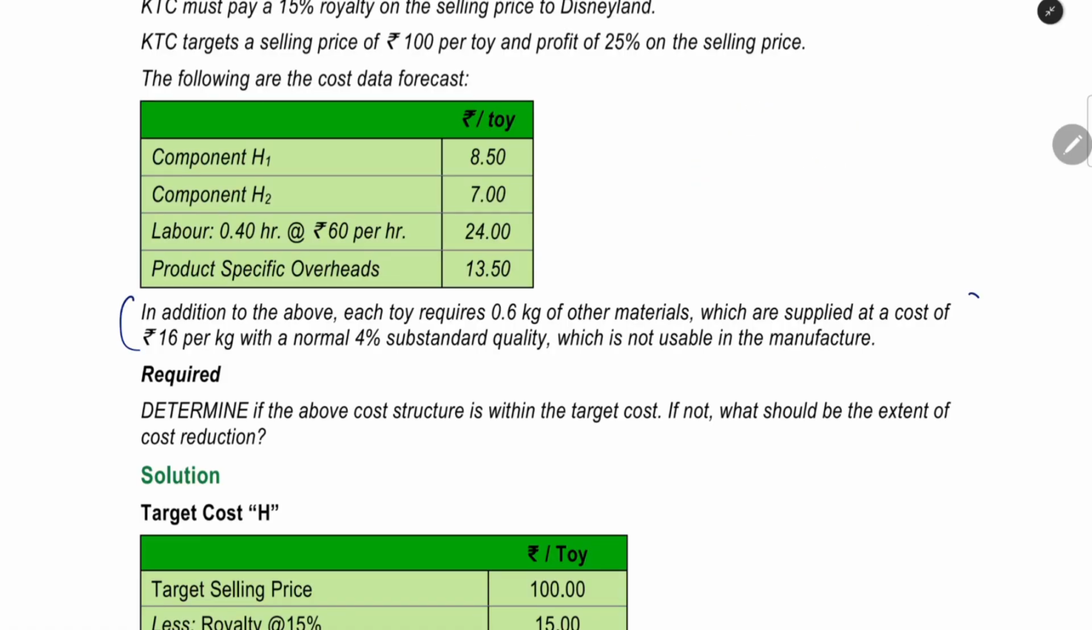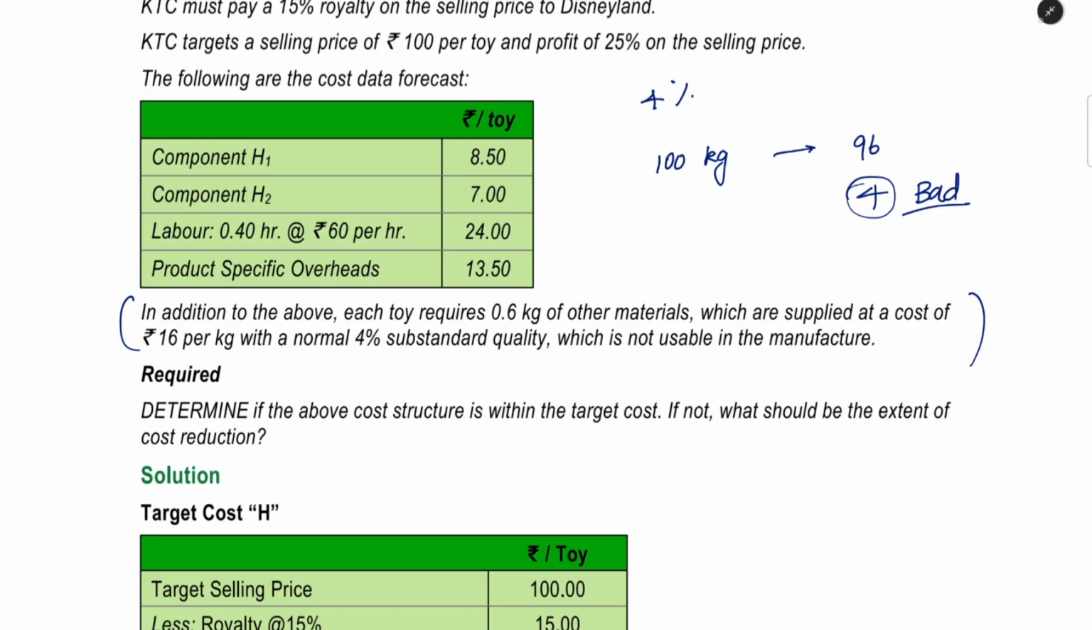Here, this is an important point of the question. Here they are saying that there is a 4% substandard quality. What is the meaning of substandard quality? If you purchase 100 kg of raw material, only 96 kg will be of good quality. 4% will be of bad quality. This 4%, these 4 kilograms, you cannot use in the production. They have not given any scrap value for the bad material which you cannot use in the manufacturing.